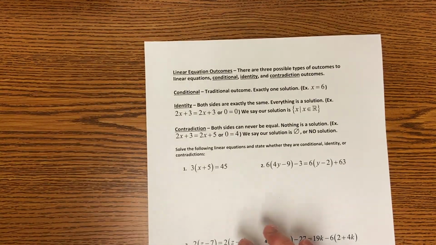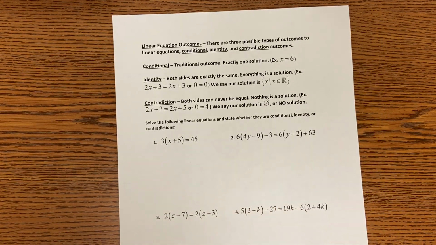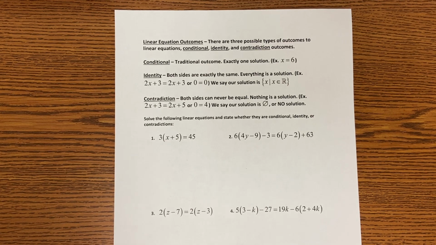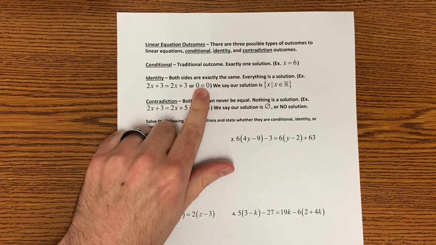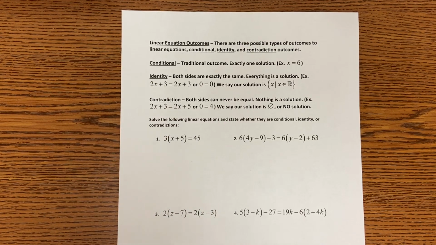For example, sometimes your variable will cancel when you try to move it all to one side. So linear equations really have three outcomes. Conditional outcomes are the normal ones, the ones that you've seen up to this point, where there's one answer. Identities are where, when you are cleaning it up, you get the exact same thing on both sides, which means they're always equal and every number is an answer. Also, if you end up at 0 equals 0, 0 is always equal to 0, so that will mean everything's an answer.